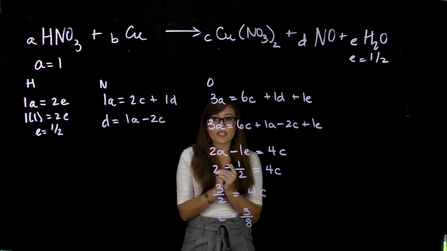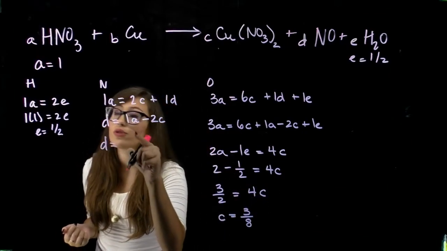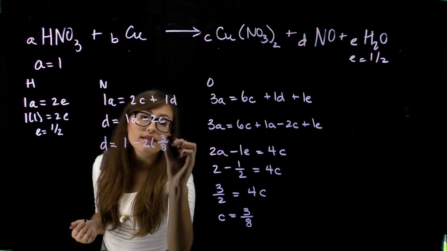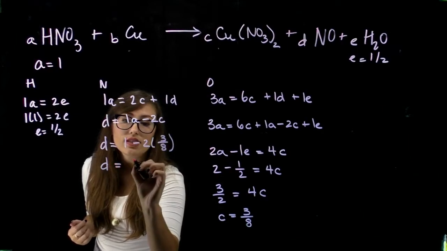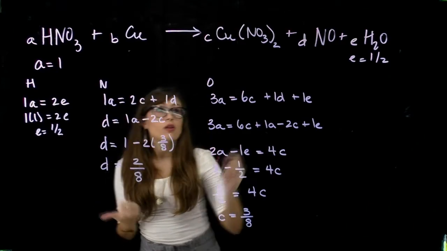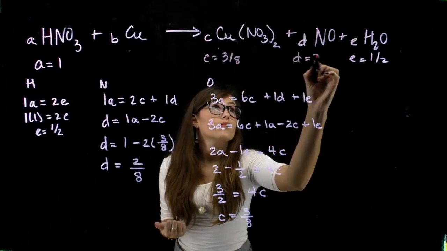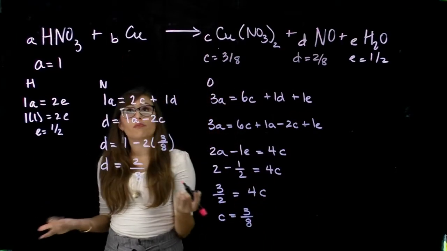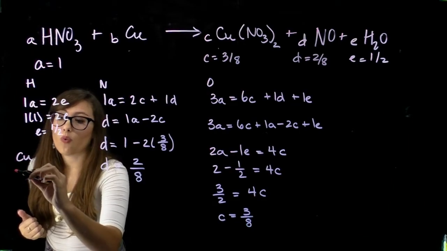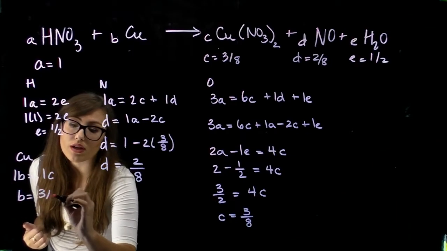Well, now that we've solved for C, we can then plug it back into this equation to solve for D. So we have D is equal to 1 minus 2 times 3 over 8, which ends up equaling D is equal to 2 over 8. Well, perfect. We've solved for A, we've solved for C, and we've solved for D. All we have to do is solve for B in this case, and we can go ahead and set up this equation. We can say, for copper, 1B is equal to 1C. So B will also be equal to 3 over 8.